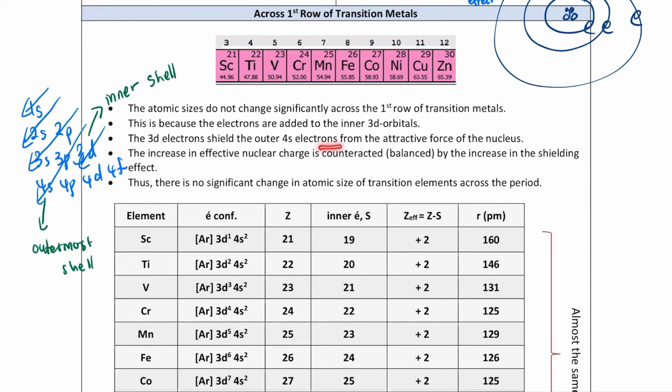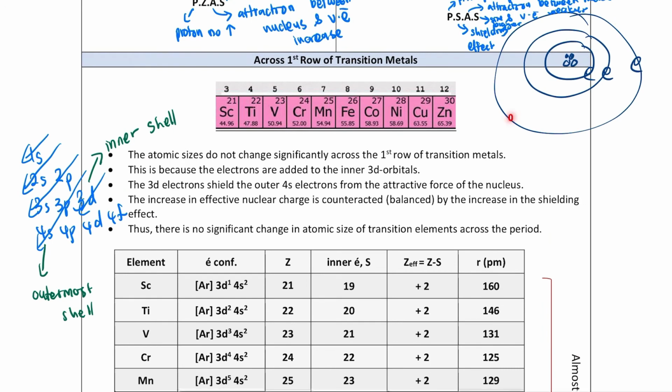The 3d electron shield the outer 4s electron from the attractive force of the nucleus. Disebabkan elektron yang bertambah tu asyik bertambah dekat 3d, 3d ni adalah inner shell. So dia menghalang 4s ni daripada merasa attractive forces daripada nukleus. Kamu boleh bayangkan kalau ini 4s punya elektron, ini adalah 3d, elektron tu asyik masuk dekat 3d je. So elektron tu makin bertambah di bahagian dalam ni, menghalang elektron dekat 4s ni daripada rasa attraction daripada nukleus. Bila kurang attraction yang dirasai oleh elektron dekat outermost shell, maksudnya size tu takkan jadi kecil lah.